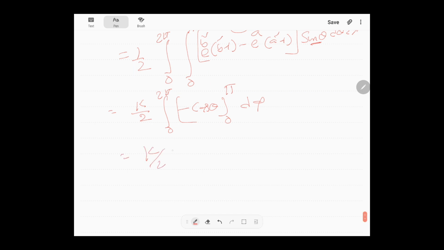So k by 2 into 2, and integral 0 to 2 pi d phi, that is phi. If I substitute the limits, that will be 2 pi. So 2 and 2 get cancelled. Ultimately 2k means it is e power b square into b square minus 1, minus e power a square into a square minus 1. This multiplied by 2 pi. This is the first integral value.